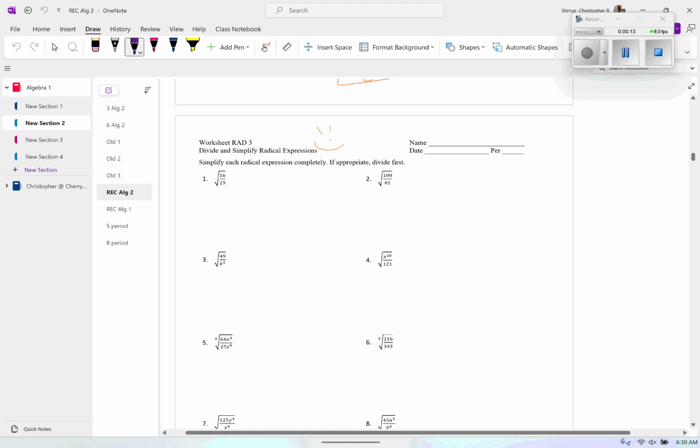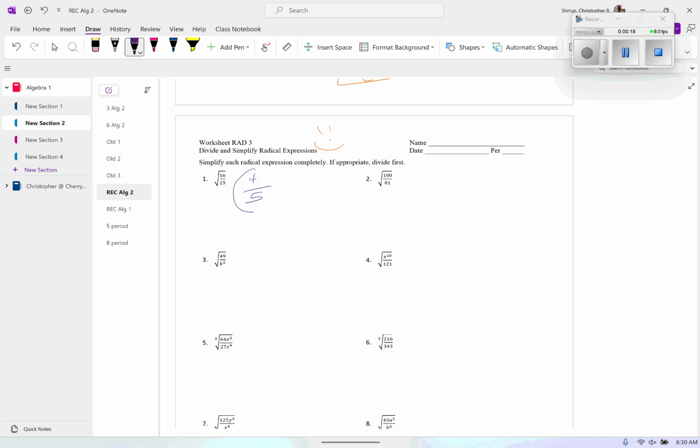First problem, so square root of 16 is 4, square root of 25 is 5, and there's your answer. Those are perfect squares. Number 2, square root of 100 is 10, square root of 81 is 9. Both perfect squares, made it nice. These are also both perfect squares. Square root of 49 is 7, square root of k squared is just k.